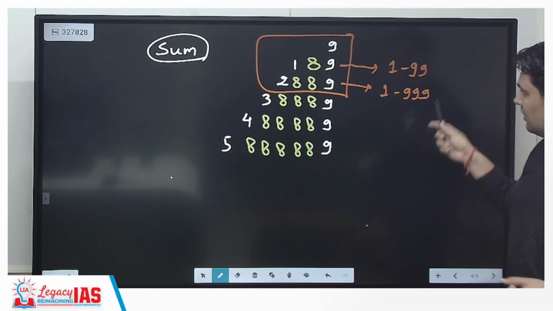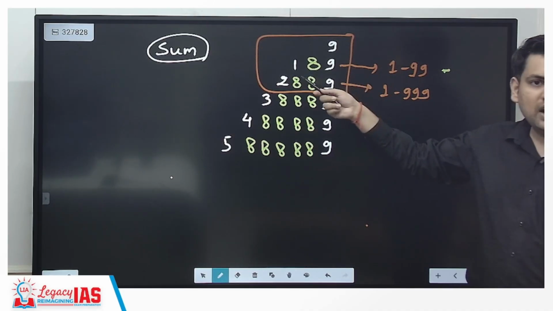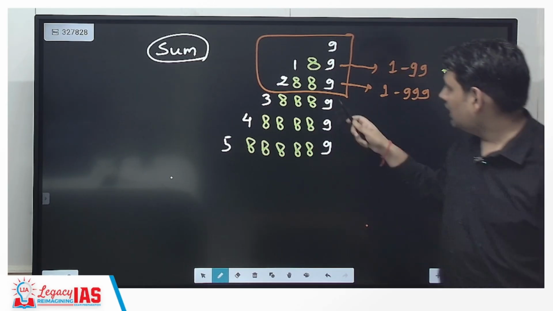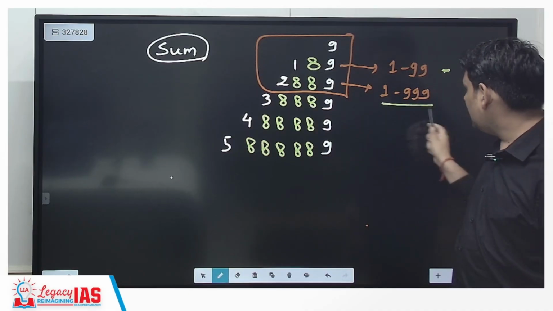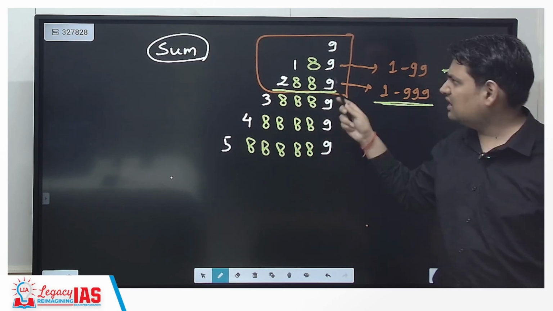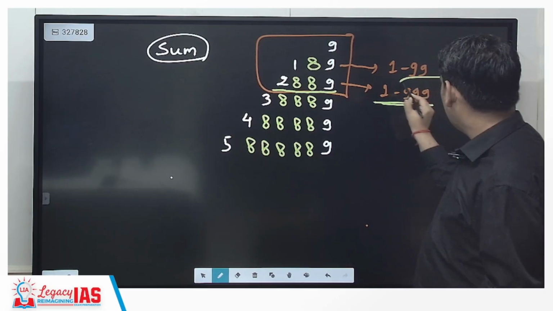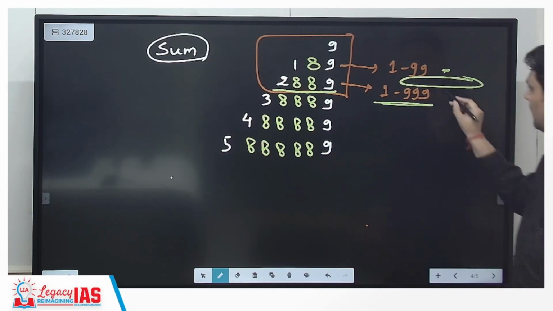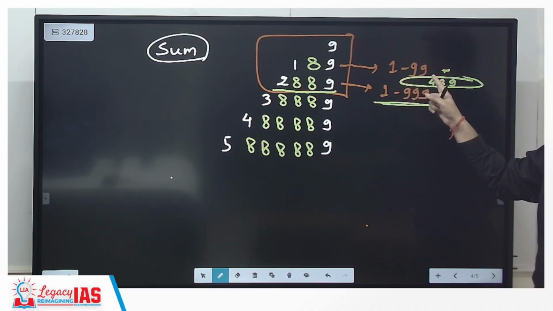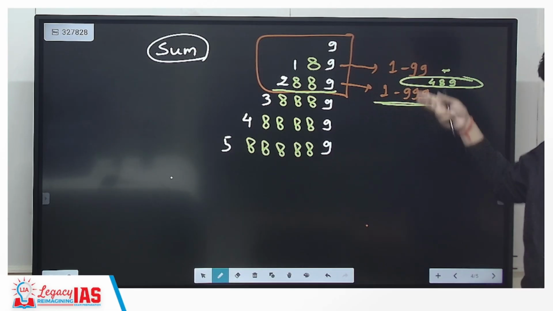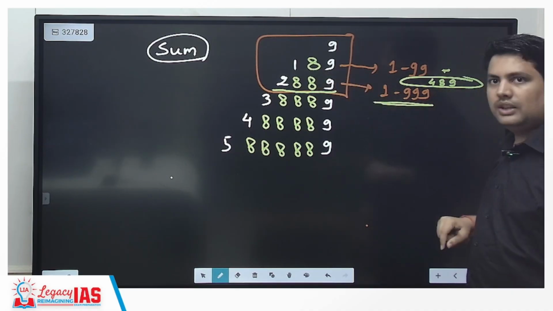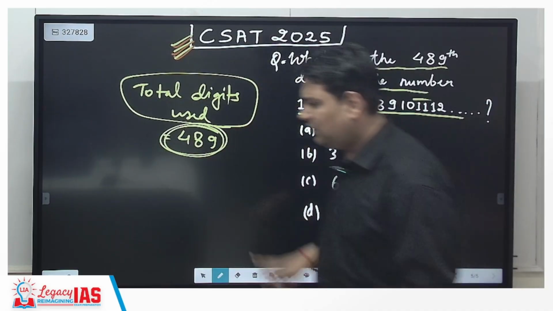So if I were to sum from 1 to 99, it will have only 189 digits. So it can't be here or anywhere below here. Now if I sum from 1 to 999, then it will have something like 2889. This is too large. So our number will lie somewhere in between, which will have 489 digits. Correct? Because this is from 1 to 99 pages and this is from 1 to 999 pages. So somewhere in between should be the number of pages, because the number of digits is between them.